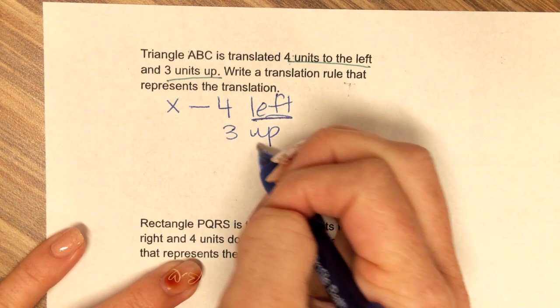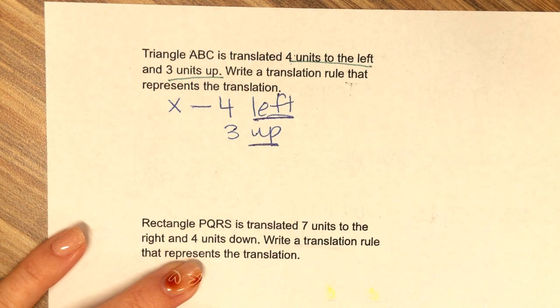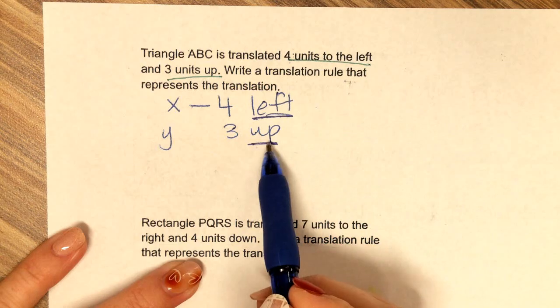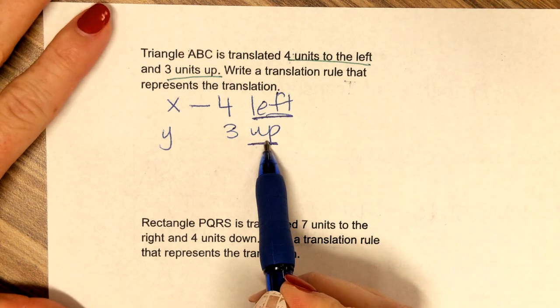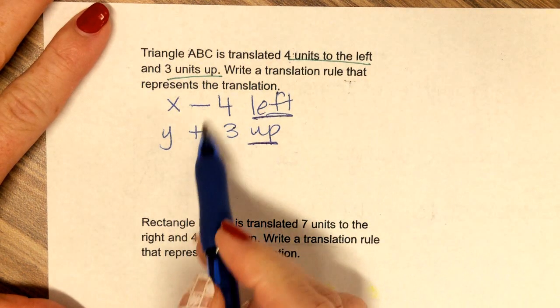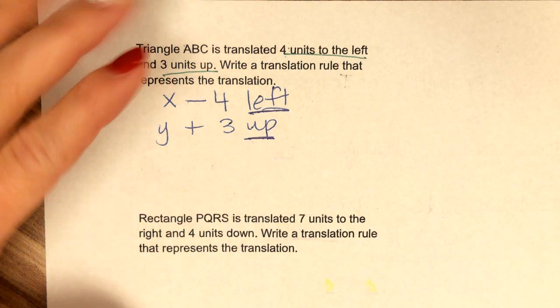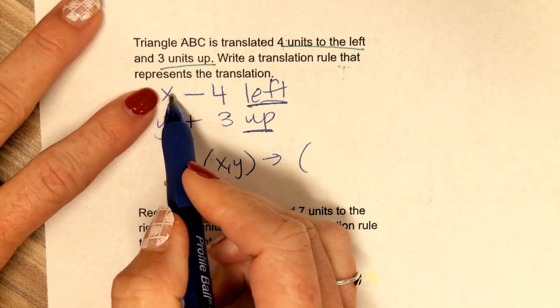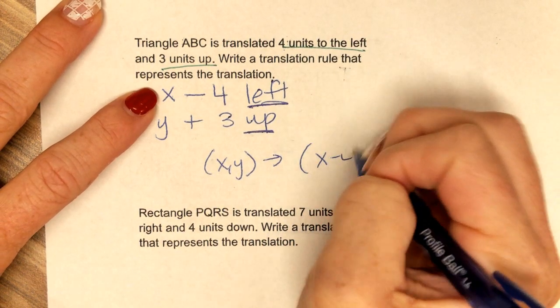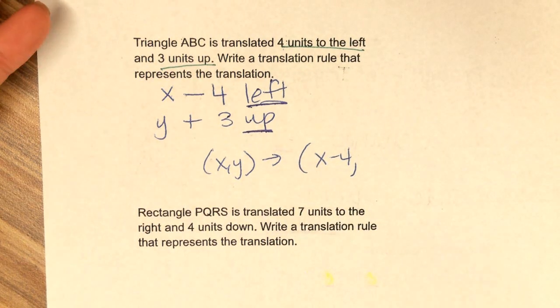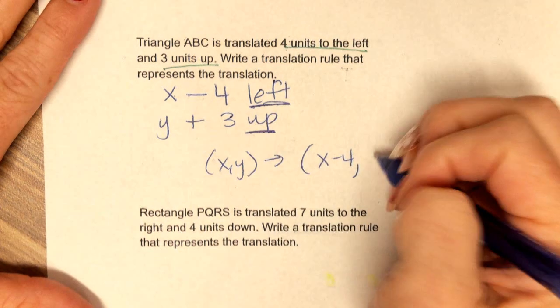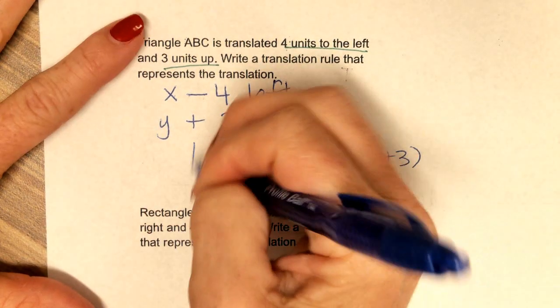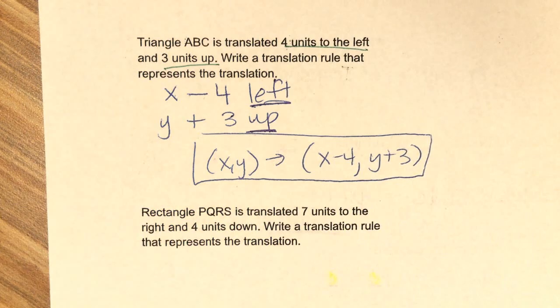Okay, which axis moves up and down? Y. Would up be plus or minus? Now that I have these, I got to make it look like a rule. So I say take my x and my y, and I write x minus 4. Always write the x first because a coordinate's written x comma y, and y plus 3. How did y'all do? Good? All right, try the next one on your own.